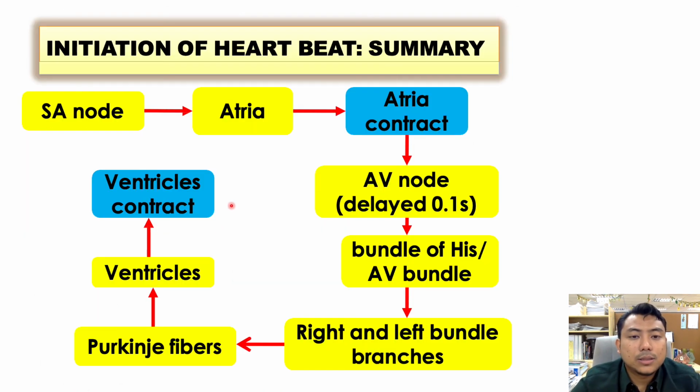Okay, so this is the last slide. Summary. SA node atria will contract, delay by 0.1 second, and then we know what will happen next. The bundle of His, the electrical impulse hantar melalui bundle of His, and then pergi ke left and right branches, Purkinje fibers, send to the ventricles, and ventricle will contract.